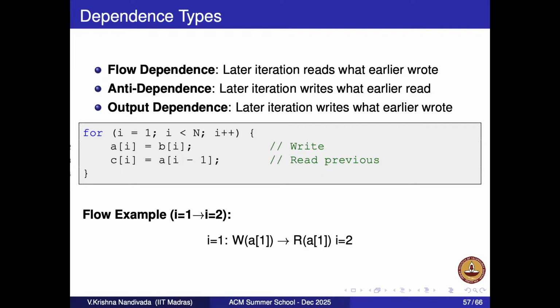In iteration 2, I am reading a sub 1. In iteration 1, I am writing a sub 1. In the serial code, when it is not parallelized, in iteration 2, which value of a sub 1 will I read? The one that we have written in iteration 1, correct? But if it is parallelized, there is no guarantee. Why? Because there is no guarantee that iteration 2 is happening after iteration 1.